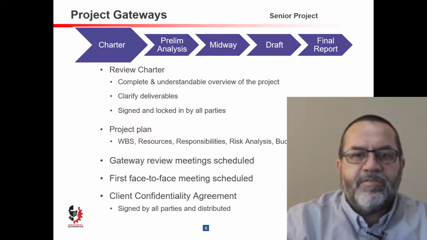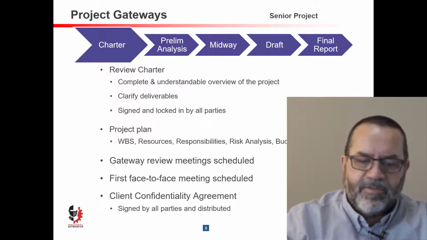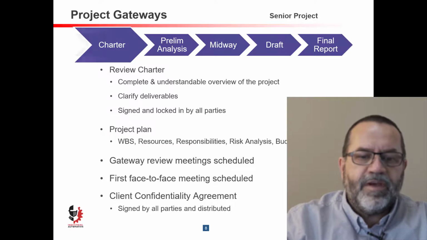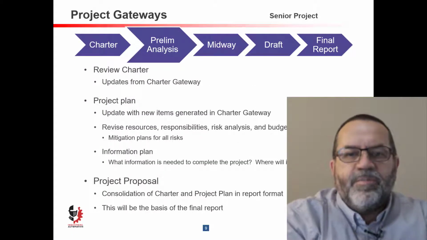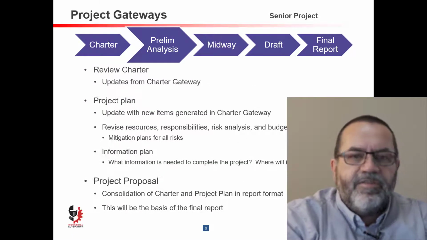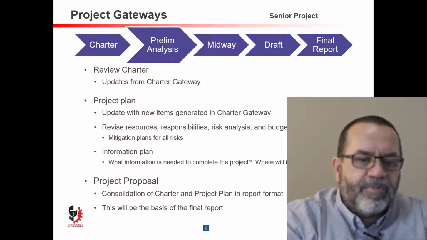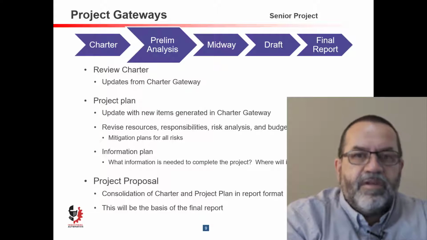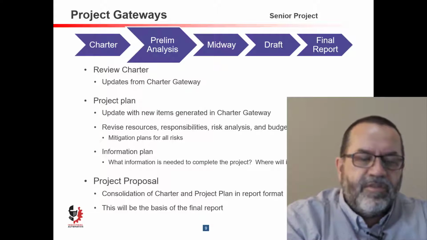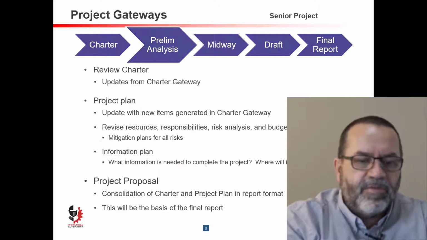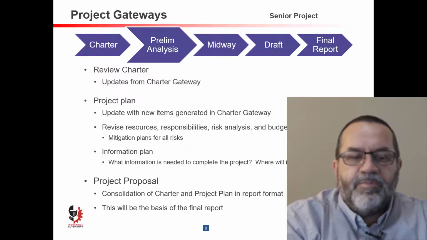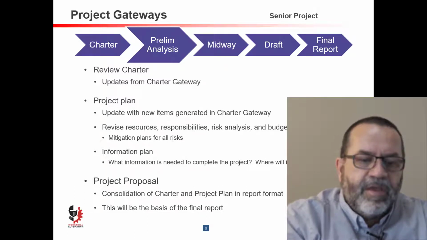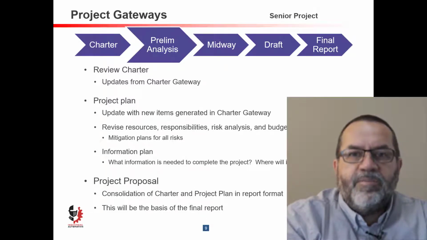The first thing that is already done is a project charter, so we've completed that. Now we're in the preliminary analysis stage. So let's look at what has to be done here. We need to review our charter. That includes reviewing the presentations that the initial teams were doing. We need to come up with a project plan, and that might involve updating the charter.